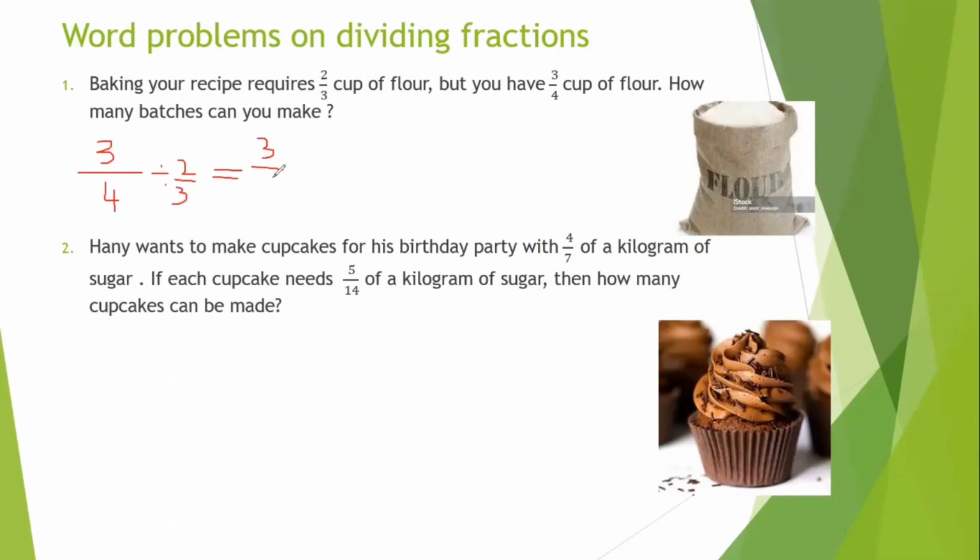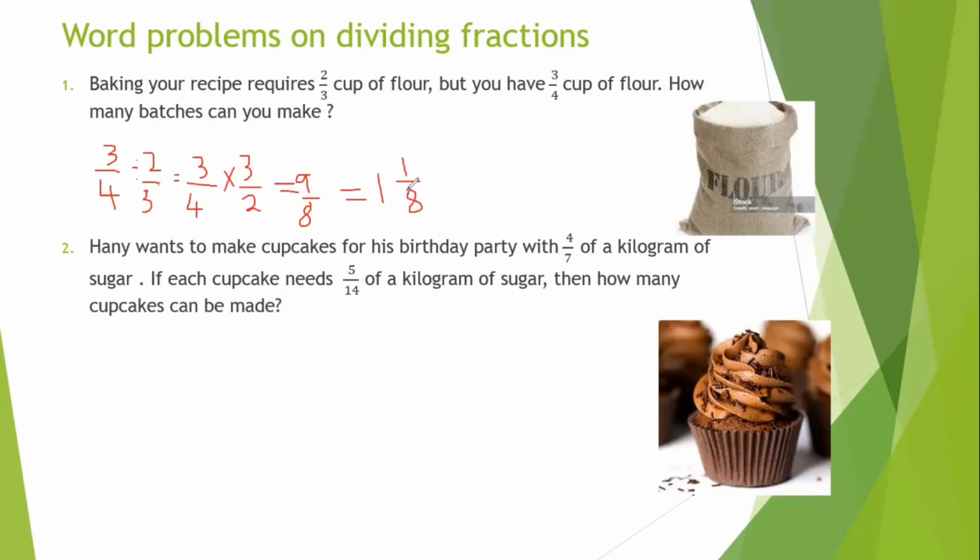We have to keep the first fraction the same, then change the sign, then flip the second fraction. 3 times 3 equals 9, 4 times 2 equals 8. We can convert the improper fraction to be a mixed number. It will be 1 and 1 over 8.